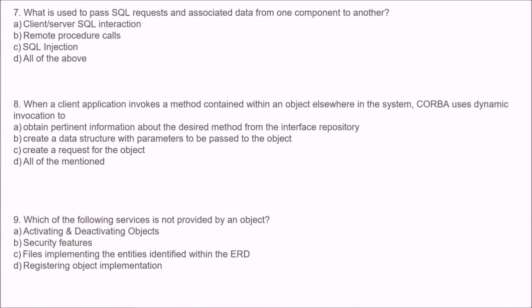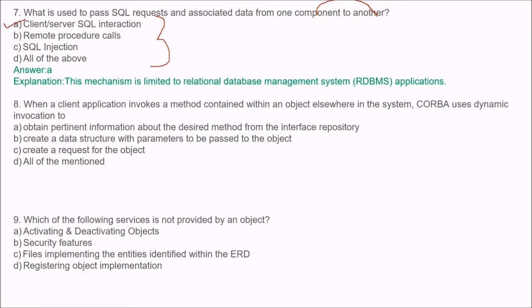Now the other question is, what is used to pass SQL requests and associated data from one component to another? These are options for you. The answer is client-server SQL interaction. This is used to pass SQL requests and associated data from one component to another. This mechanism is limited to RDBMS applications.